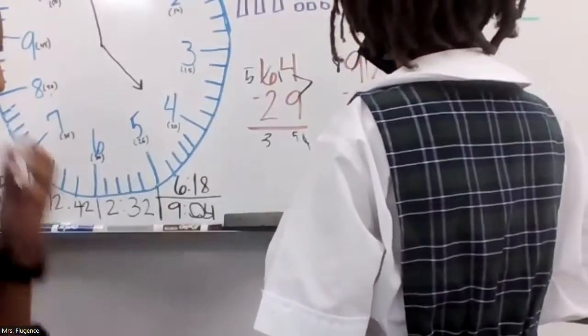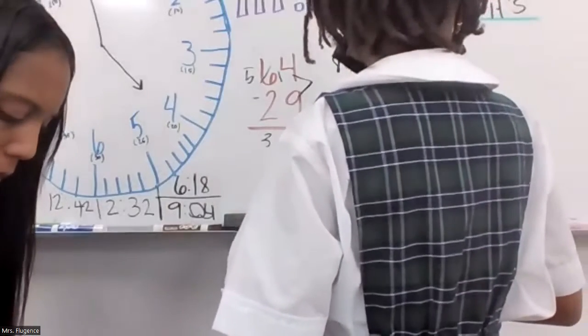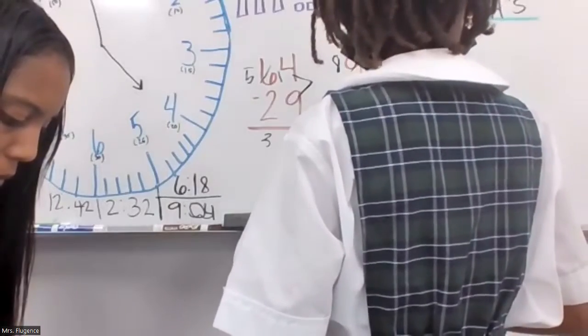Minus 8 equals 1, 3, 6 minus 8 equals 2, 8.